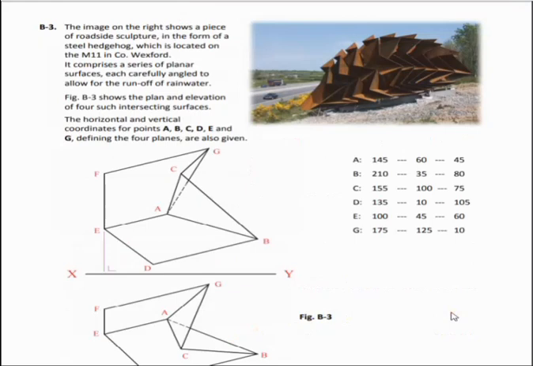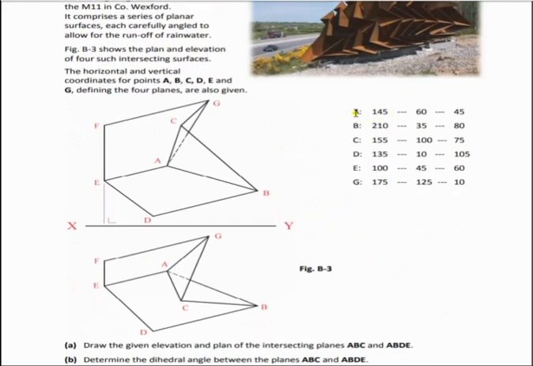This is the 2018 higher level question on intersecting planes. So what we have here is a sculpture that's located along the 11 motorway in County Wexford. So they've taken a piece of this structure and represented it on this drawing here. So what we have here is points A, B, C, D, E and G. Okay, so what we notice here is point F is not given to us in this question. So obviously we'll have to find that point F to complete this drawing.